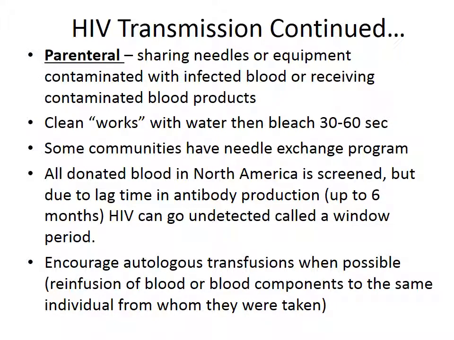HIV transmission. Parenteral: sharing needles or equipment contaminated with infected blood or receiving contaminated blood products. Some communities have needle exchange programs, and all donated blood in North America is screened, but due to lag time in antibody production, up to 6 months, HIV can go undetected, called a window period. Encourage autologous transfusions when possible, which is the reinfusion of blood or blood components to the same individual from whom they were taken.